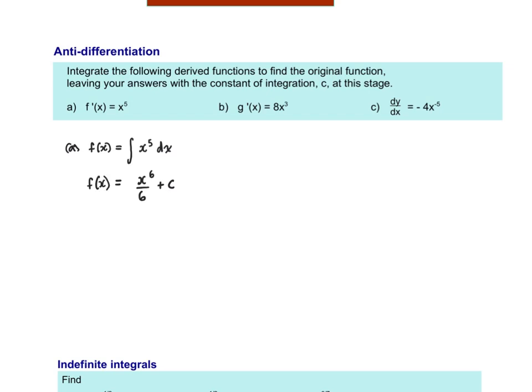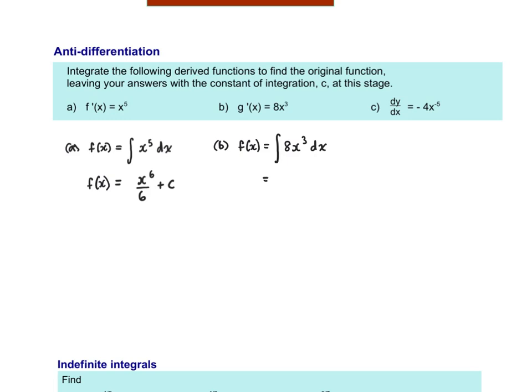That's what the new function is. That's what the original function was, rather. Let's look at example B. The question said use it to find the original function. So the original function is f of x. We are going to integrate 8x cubed with respect to x.